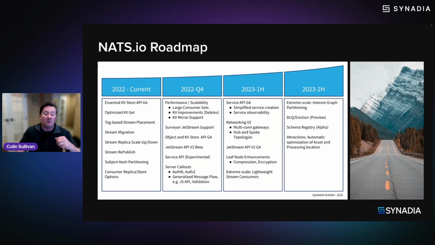And then by popular demand, we have server callouts. So authn, authz tied into authn. So the ability to give NATS something, a credential, a token, what have you, and call out to a different process. And that process would mint credentials that make sense for NATS.